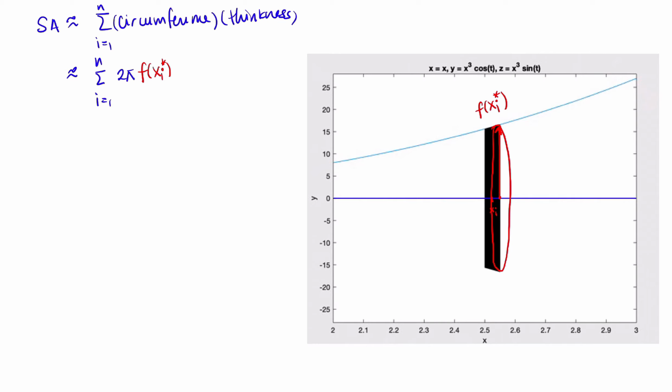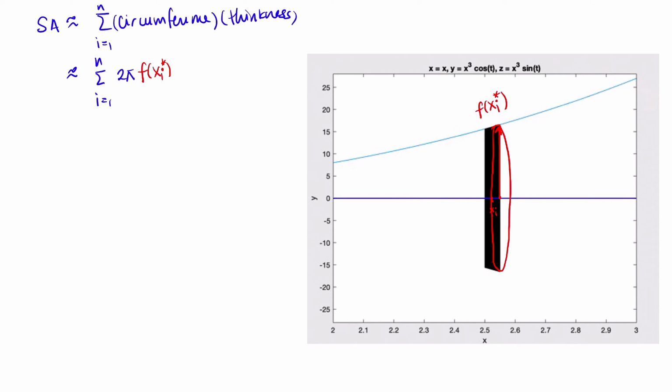Now, the thickness here is not as simple as in previous sections where it was just delta x or delta y. Notice that here my thickness is not the distance from one endpoint to the other, right? This is not parallel to the x-axis. It has a little curve there, okay? Now, the thickness will be the length of this little curve, or if you want to call it by what it is, it's the arc length. That's the reason why we went over arc length.